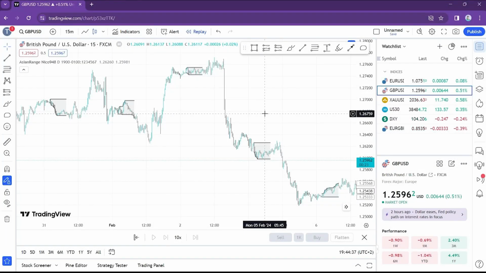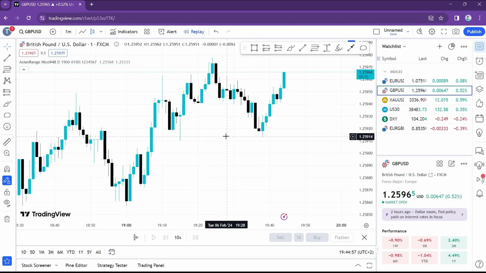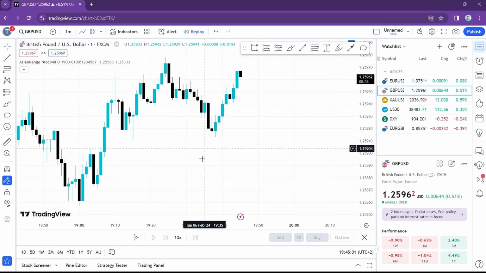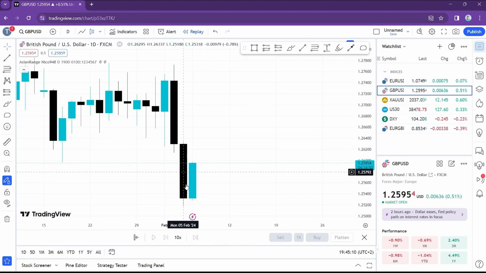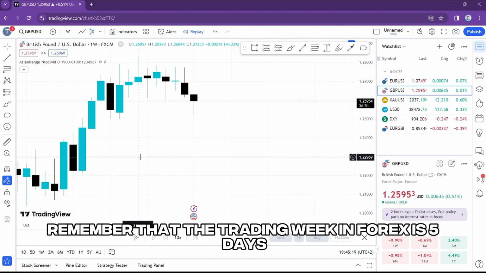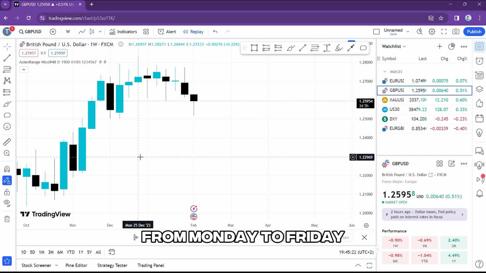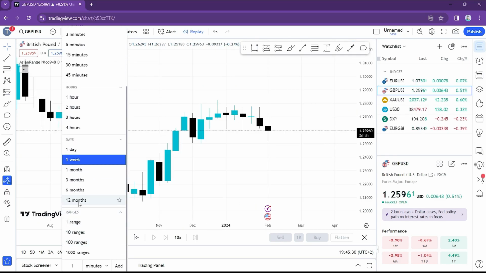If you remember, I mentioned that up here in the left corner there is a button that you can use to select your time frames. To understand each time frame, basically it's represented by a candle. For example, on the 1 minute time frame, the candle duration is 1 minute, so each candle is a minute, and so on to larger time frames. On the daily, each candle represents a day, so here each candle represents a day. On the weekly, the duration is a week. Remember that the trading week in Forex is 5 days, from Monday to Friday, so not 7 days, only 5 days, and so on until the candle of 12 months.